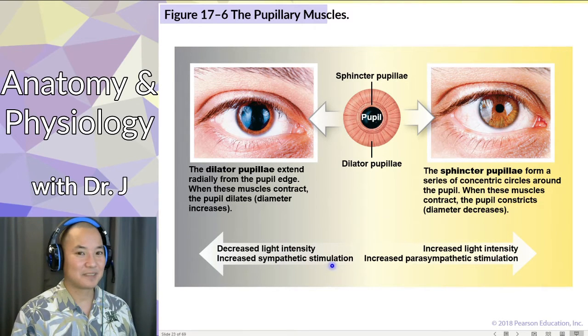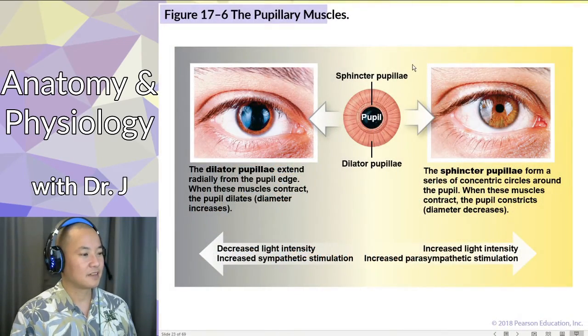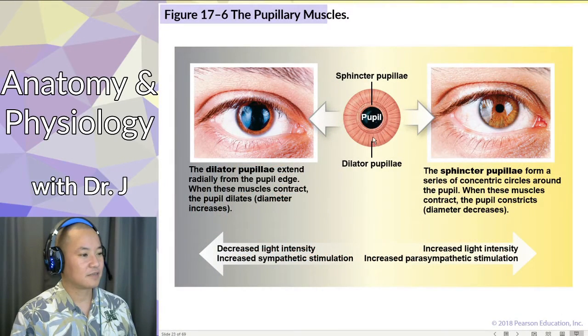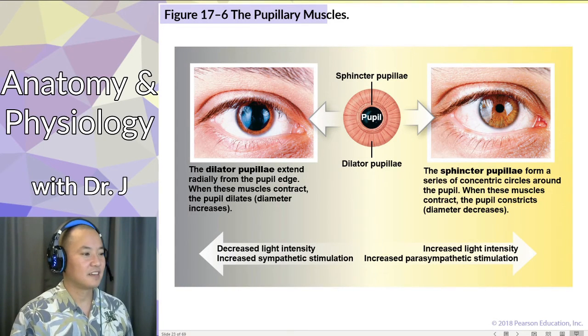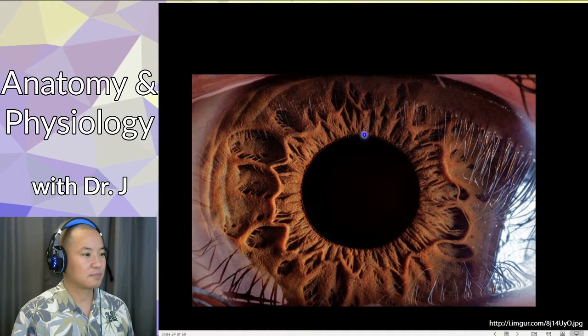Now, what do we see here? Our old pals, sympathetic and parasympathetic. So what happens is that the dilator pupillae, what are they going to do? Well, notice that these fibers right here, or actually in the previous picture, notice that these fibers are running, again, from the inner diameter towards the outside. So they're kind of radiating like the spokes of a sun. So when these constrict, what are they going to do? They're actually going to pull things toward the outside.